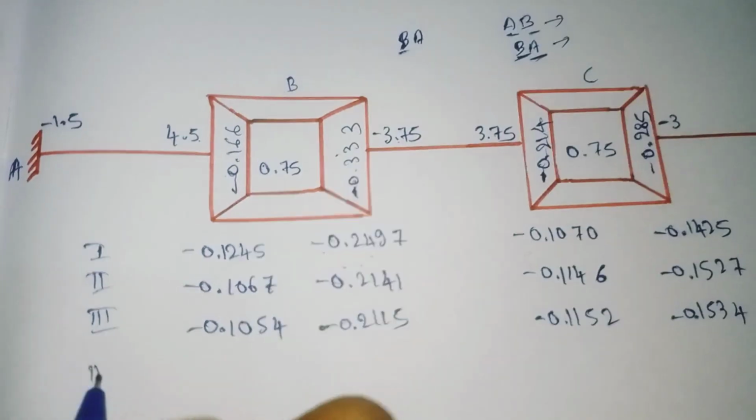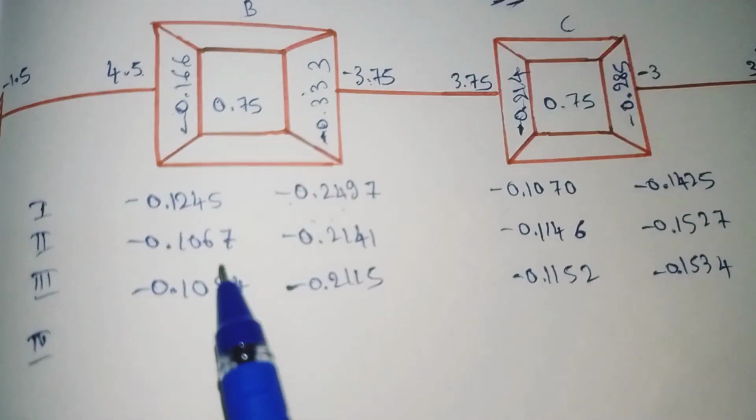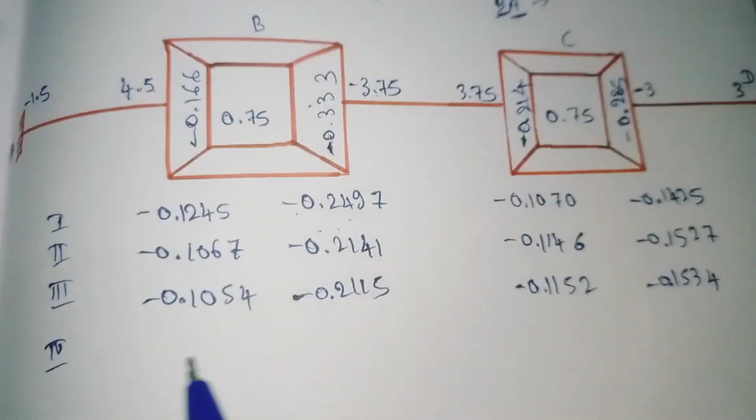Now we'll go for the fourth iteration. We have to stop when we get a value that is very similar or exactly the same. When we get that, we need to stop calculating the rotation moment.